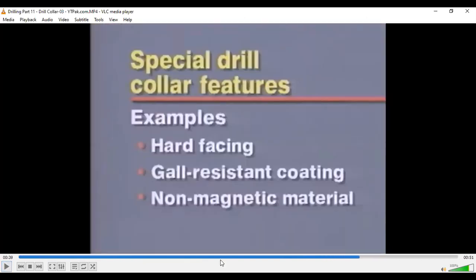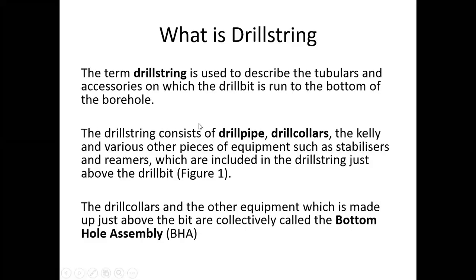Other drill collars. Let's start with the lecture, and during the lecture we will know. Okay. First of all, let's talk about what is drill string. As I showed you, the drill string is a section of pipe, or you can say it's a section of tubulars and accessories on which the drill bit is run to the bottom of the borehole. And so you can say a section of pipe starting from the Kelly to the bit.